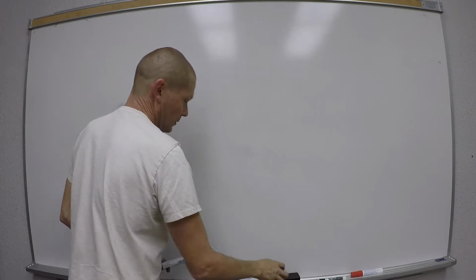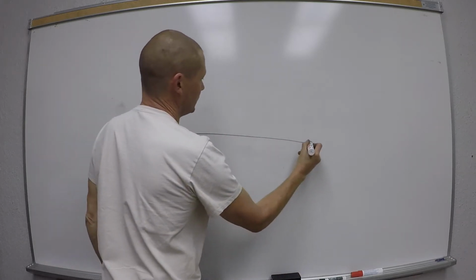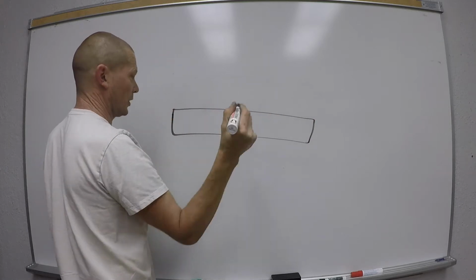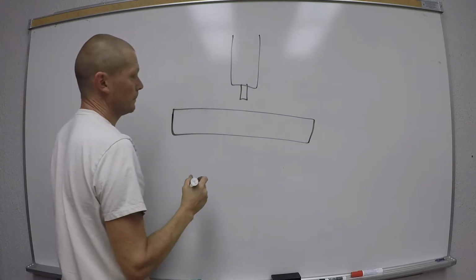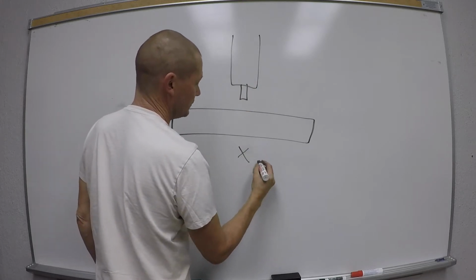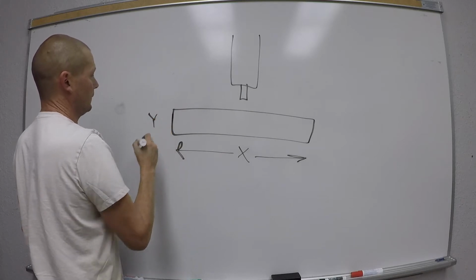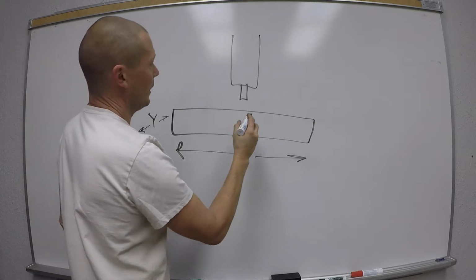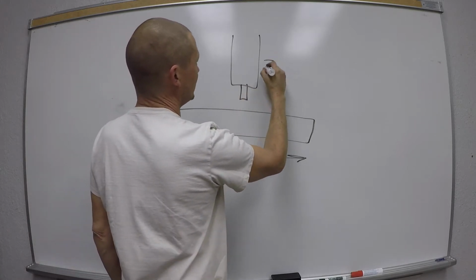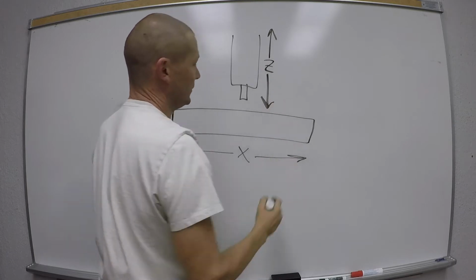Now we've got a side view, looking at the mill this way. Here's the spindle with our cutter. We've got X, we've got Y, that way, and we've got Z, and it can move up and down.